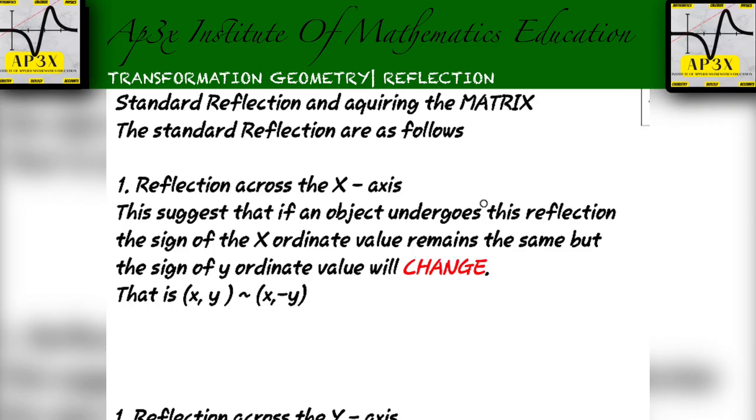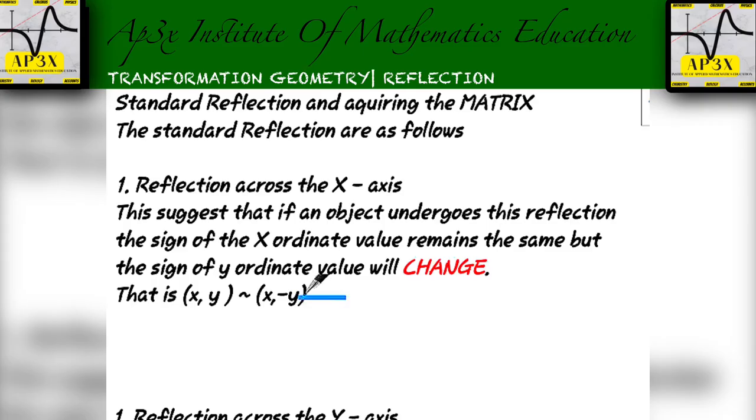All right, we have already looked at how to develop the matrix, so we are already ahead of time here. Let's look at a reflection across the x-axis. It suggests that if an object undergoes this reflection, the sign of the x-ordinate value will remain the same, but the sign of the y-ordinate value will change. That is, a random point (x, y) will, after the reflection, become (x, -y). We already looked at that.